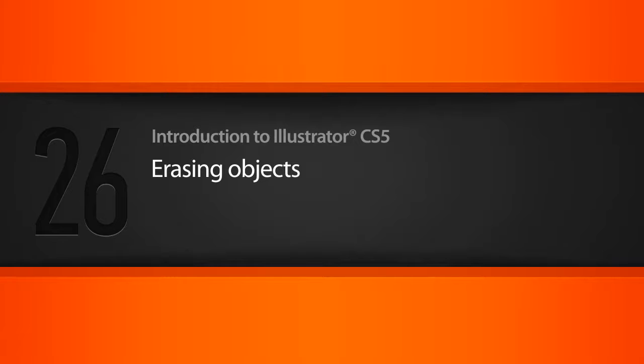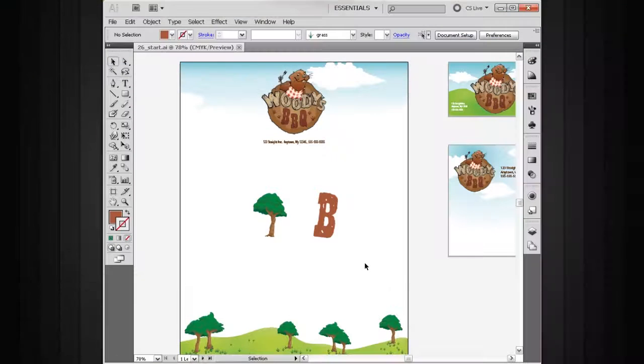In this lesson, we'll learn how we can erase anything from a single path segment up to multiple filled objects. Alright, so there are actually a couple different tools built into Illustrator for erasing objects. Now, obviously we can just select an object we want to remove and hit our backspace or our delete key and delete that object.